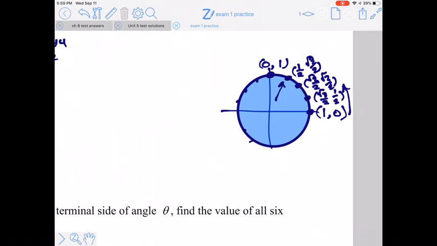What's the definition of sine, not on a triangle, but on a circle? Y over r, but since this is a unit circle, r is 1, so it's just the y value. So at 60 degrees, sine is the y value, which is square root of 3 over 2. Okay, so that's how you would use the unit circle to answer these.